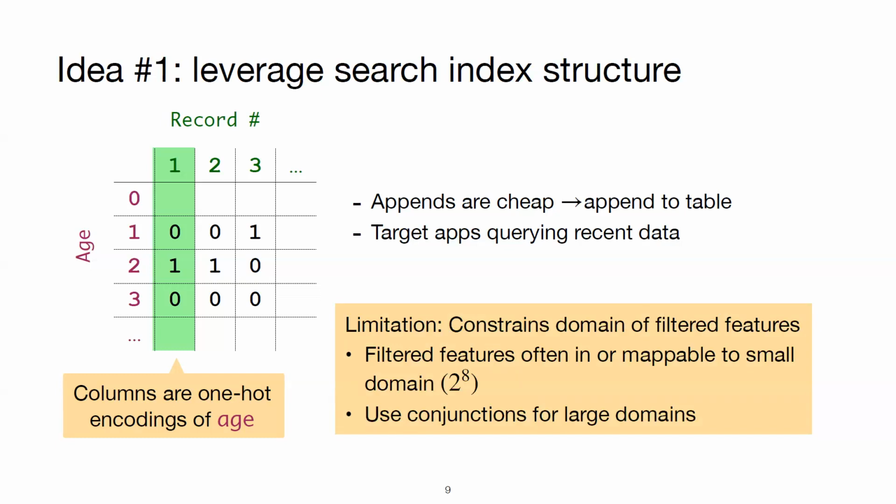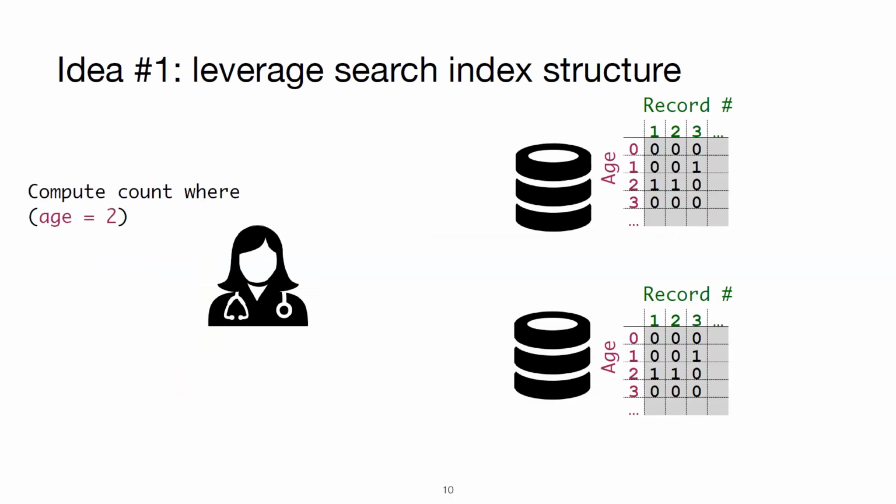One limitation of this structure is that it's going to constrain the domain of filtered features. However, features that we found in the applications we examined were often already in or mappable to relatively small domains. So for example, 256, and you can use conjunctions for large domains. So you can have a feature for the high order bits and a feature for the low order bits.